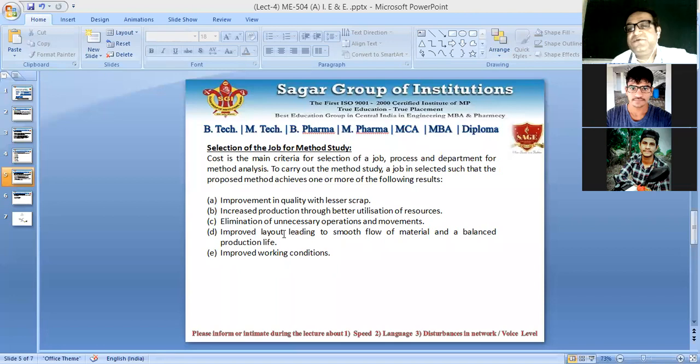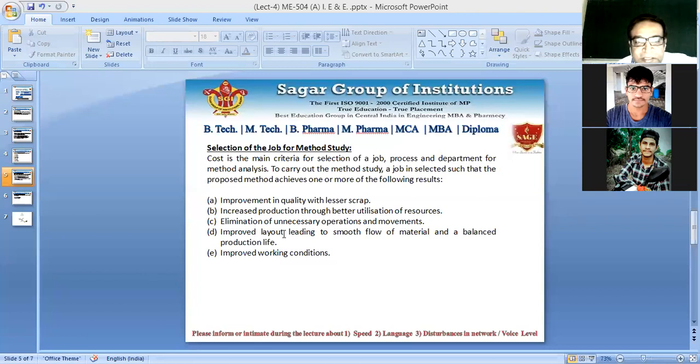Yes, method study gives you the clear picture about the utilization of the resources, and thereby you can increase the production as well. And finally, the elimination of unnecessary operations and movements. Yes, method study gives you the reduction in unnecessary movement and operations, movement of the material also, movement of the resources also, movement of the manpower or operator also, and the machine operations also. So this really helps in increasing the productivity.